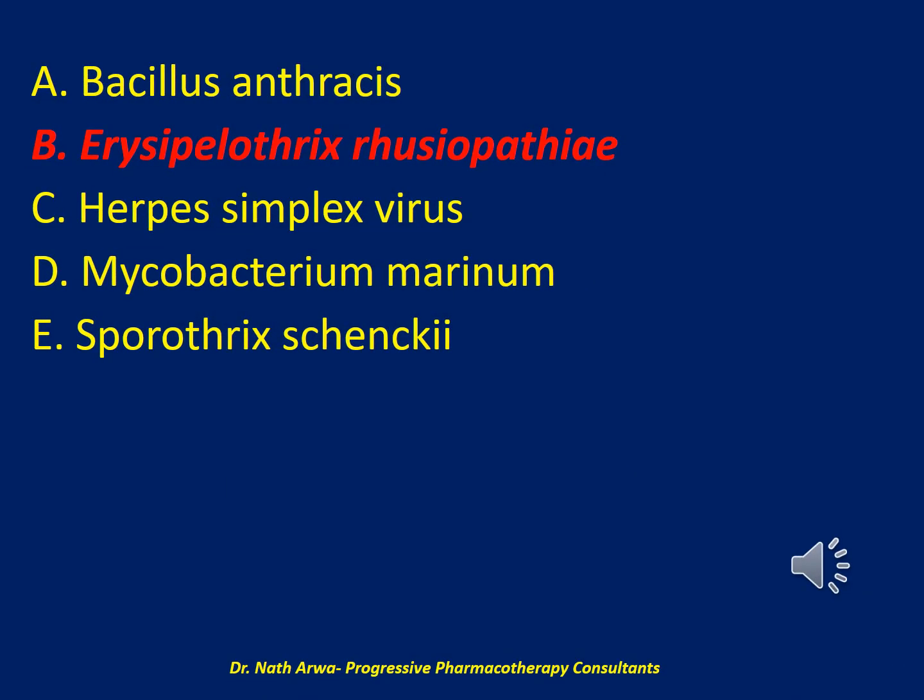And the correct answer is B. Erysipelothrix rhusiopathiae. I will clarify why. Erysipelothrix rhusiopathiae is a gram-positive bacillus which is ubiquitous in nature. Humans usually develop a local infection through direct contact with an infected animal or animal product. At particular risk are butchers and fishermen handling crabs, but also farmers, abattoir workers and veterinarians.